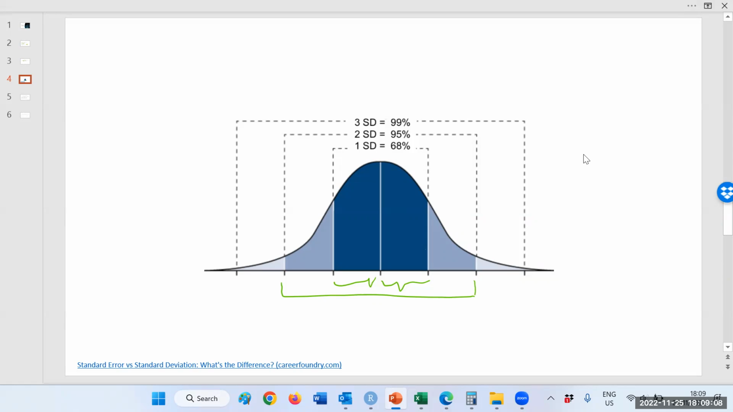And finally, 99% of the data fall 3 standard deviations below and above the mean. That's altogether 6 standard deviations, 3 below and 3 above the mean. This is how you calculate the standard deviations and how you can represent them. The point is that the larger the standard deviation, the more widespread the data set is.